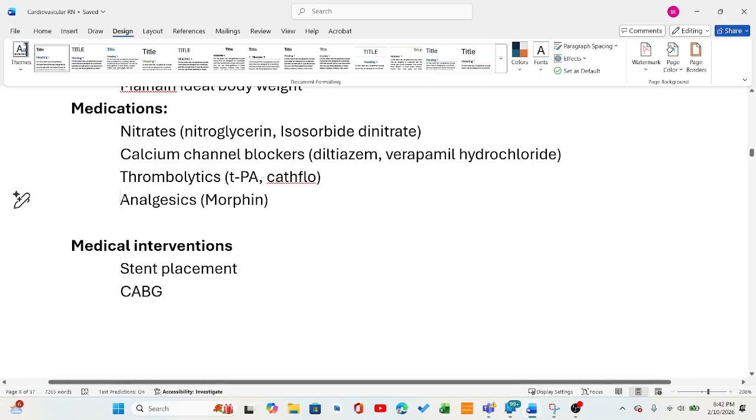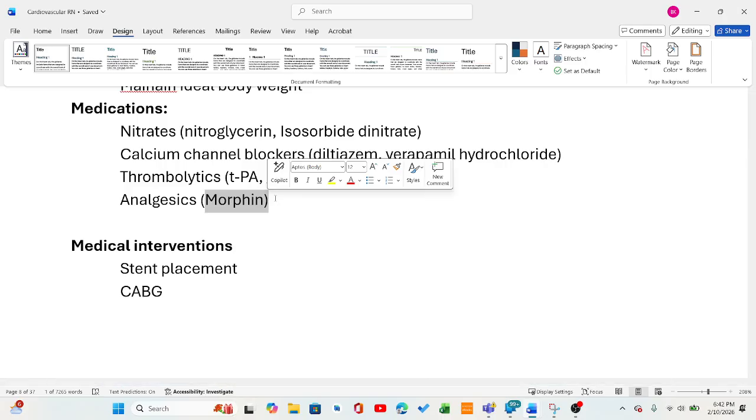The other thing is we need to control pain. And like I said, if nitroglycerin doesn't work, then of course we have to use morphine. Morphine sulfate is the most common one that we use in controlling the pain. Morphine again is going to take care of the pain. It also helps dilate the blood vessels. So again, when you're giving morphine, make sure that their blood pressure is stable before you give it.